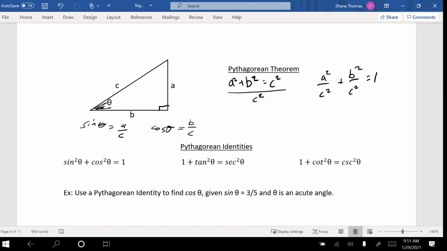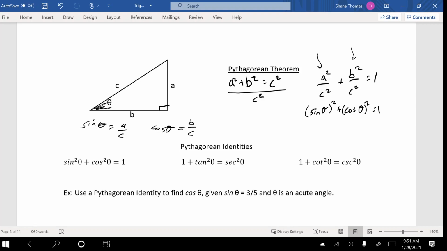Now, if I look back at that Pythagorean theorem I was working with, isn't that pretty much what I have? A over C, B over C? Pretty close, we just have squares. So I can replace this with sine of theta squared plus cosine of theta squared, and that's equal to 1. See how I got that? So now I have sine squared of theta plus cosine squared of theta equal to 1. Well, that's my first Pythagorean identity.